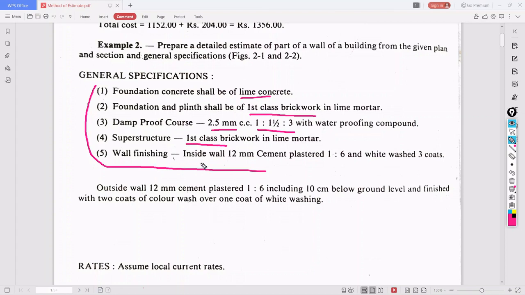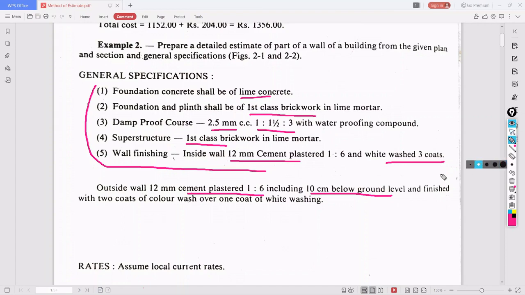Wall finishing: inside wall 12 mm cement plastered and whitewashed with 3 coats. Outside wall is also 12 mm cement plastered. So inside and outside walls are both cement plastered with ratio 1:6, including 10 centimeter below the ground level, and finished with 2 coats of color wash over 1 coat of white finishing. Okay, this is the question.